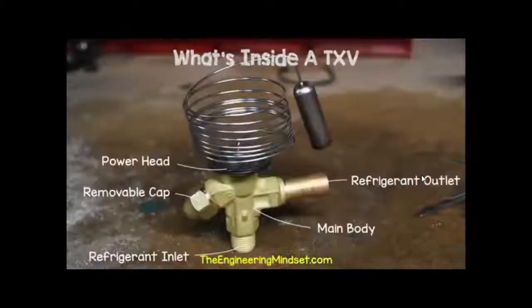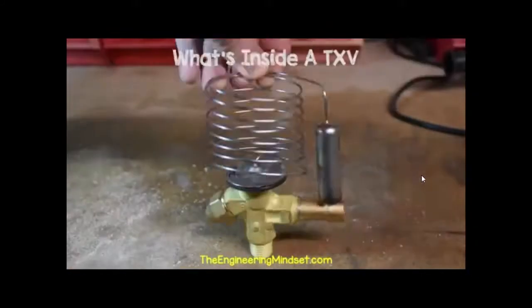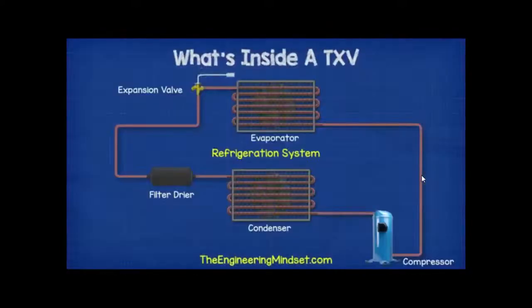We'll see how that works later on in this video. On the top, we have this large head called the power head. There's also a coil of very thin tubing known as the capillary tube, and there is a large bulb at the end of it known as the sensing bulb. These are all made from stainless steel. The coil is stretched out so that the bulb sits at the exit of the evaporator to sense the superheat.